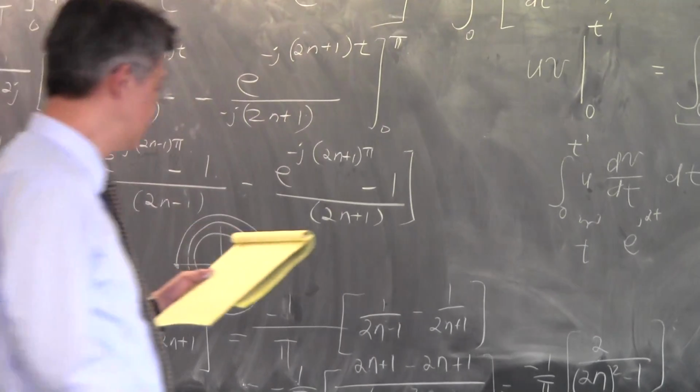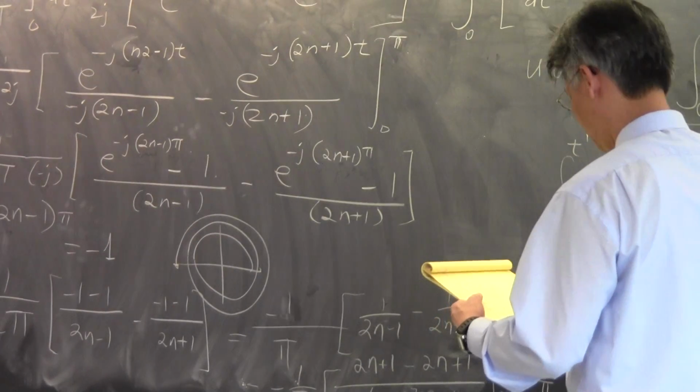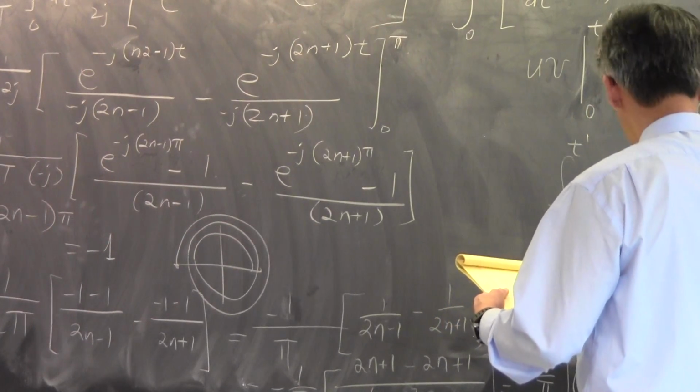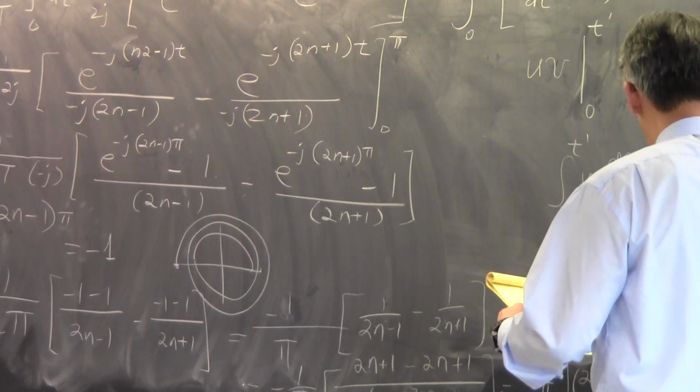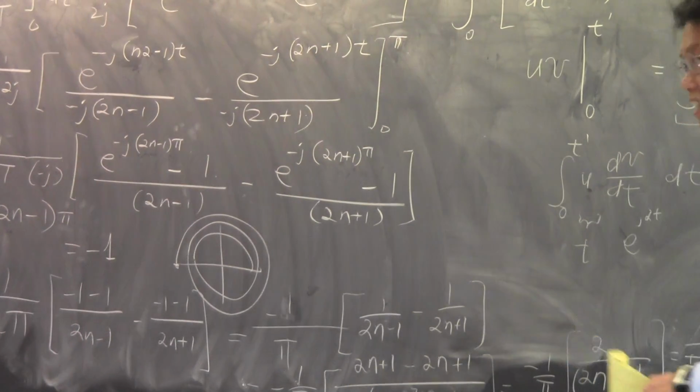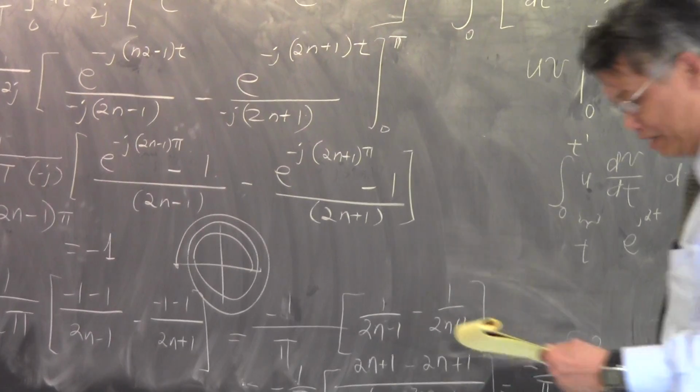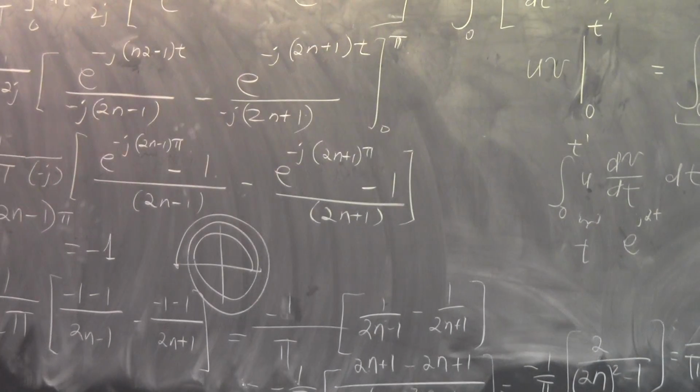And in my note, I have the answer to be 2 over pi times 1 over (1 minus 4n squared). Bingo, I got it correct. So that is f of n.